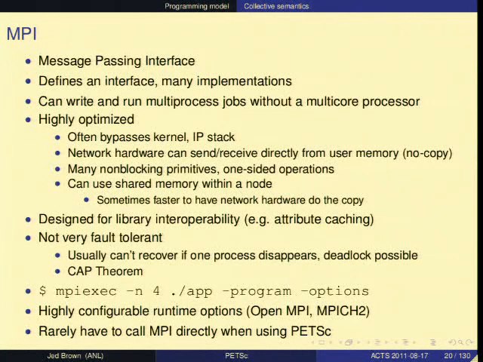MPI has a lot of features specifically for library interoperability. And this is my biggest complaint about threading libraries, is they don't have these concepts of a communicator and attribute caching. That's really important for libraries to be able to function without assuming too much about the scope that they're running in.